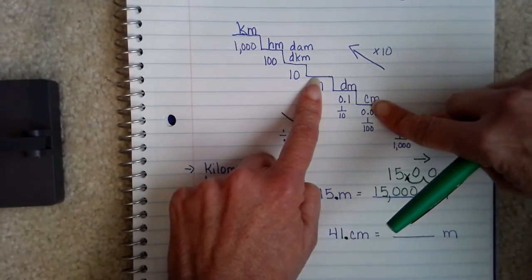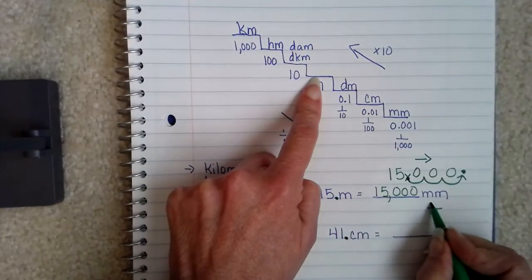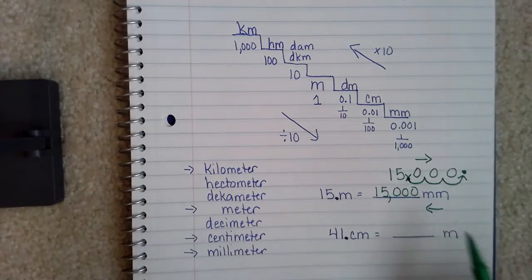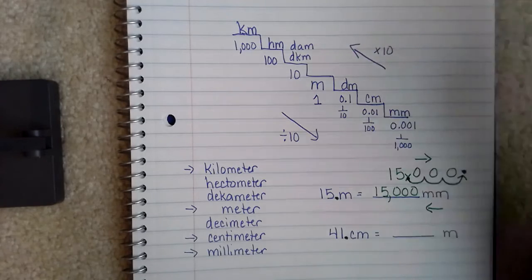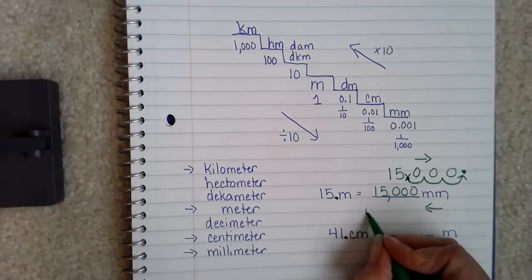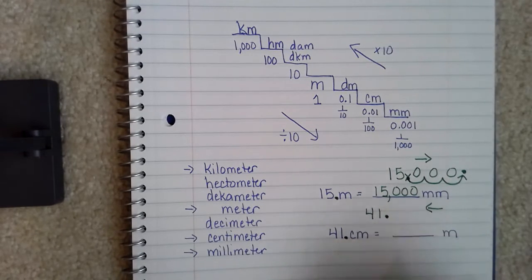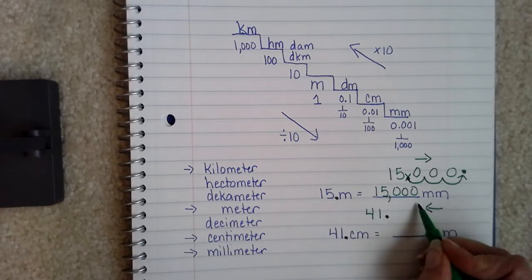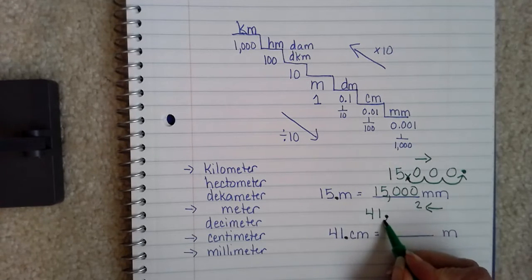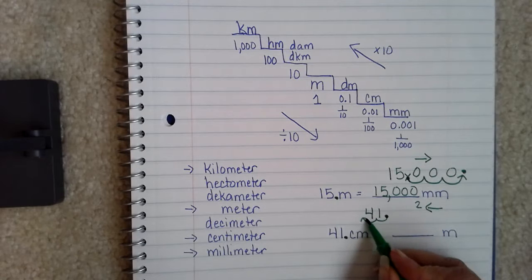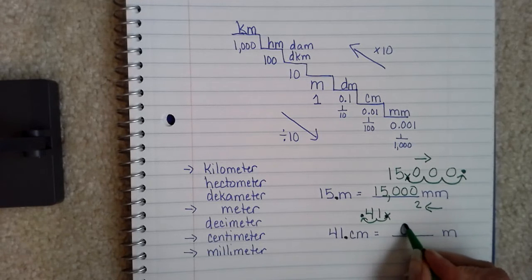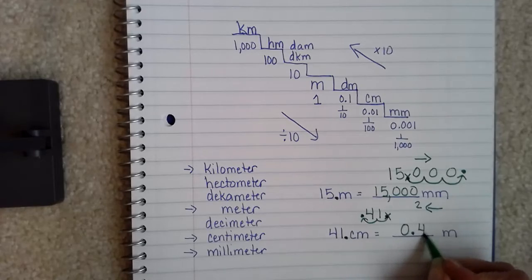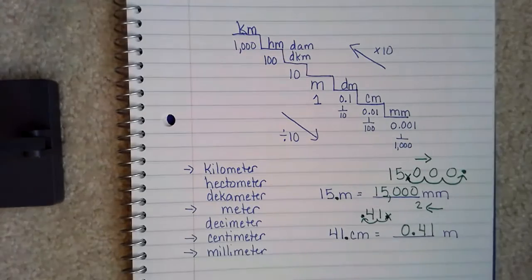Which direction am I going? I'm going to the left, so I'm going to draw a little arrow to the left. Now, how many spaces do I have to go? 1, 2. So my decimal point is starting at 41 decimal point, and I'm going to move it 2 places to the left. 1, 2. So now here's my new decimal point, 0.41. So that's how we move them back and forth.